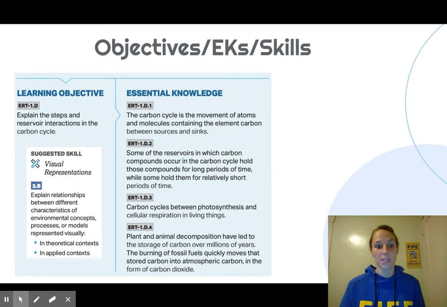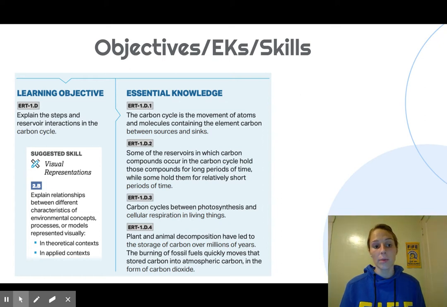Now, the objectives for today. Our main learning objective is going to be explaining the steps and reservoir interactions in the carbon cycle. The knowledge that you're going to gain from these notes is the movement of atoms in the carbon cycle, some of the reservoirs and some of the sinks of carbon, how photosynthesis and cellular respiration are related to this, and then how fossil fuels are involved in this process of the carbon cycle.